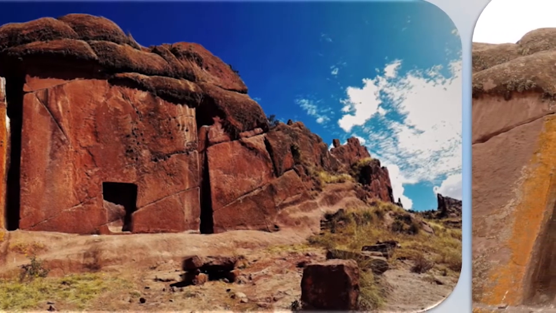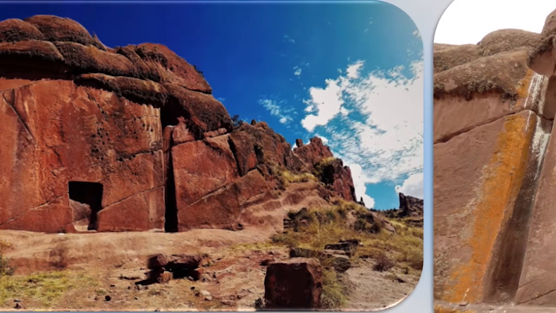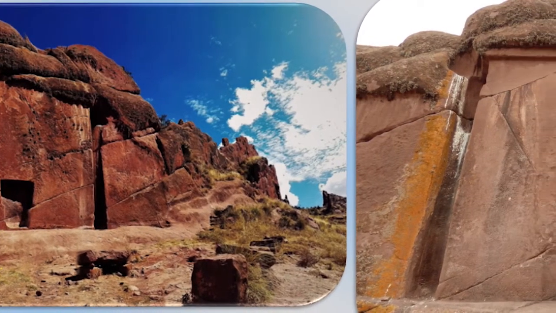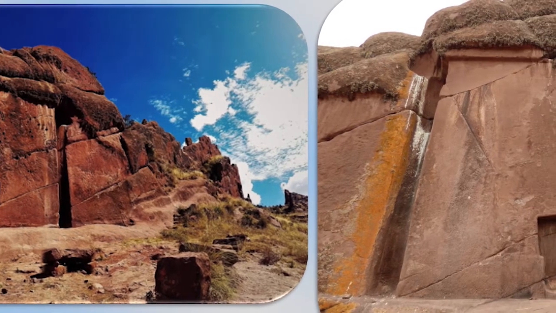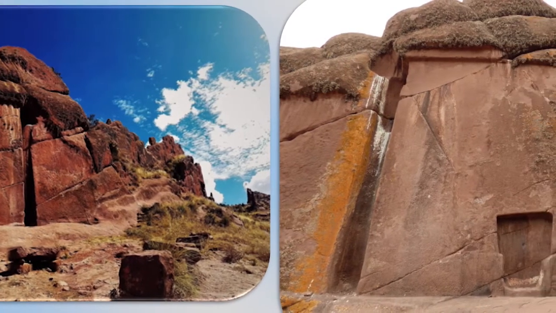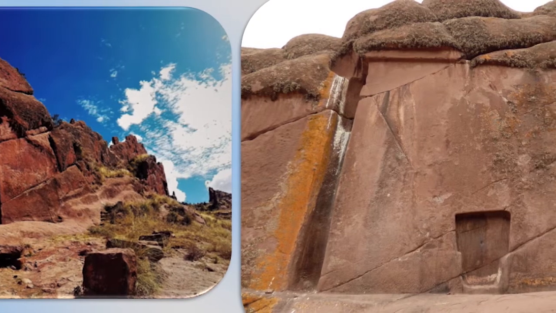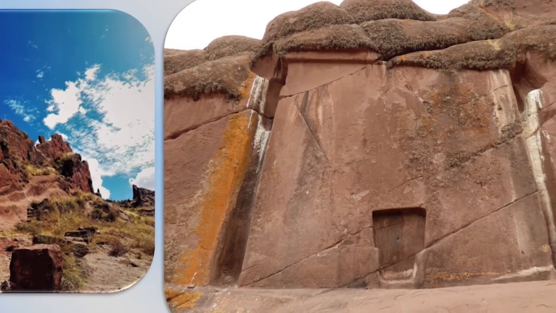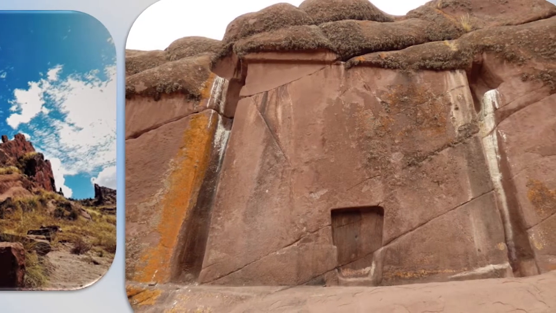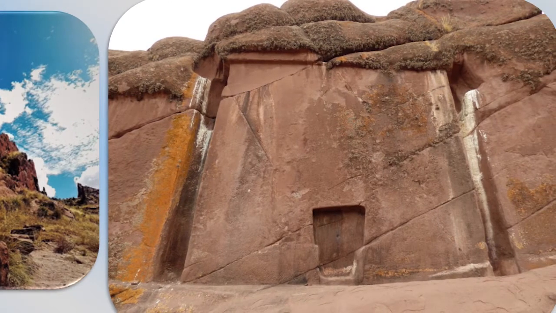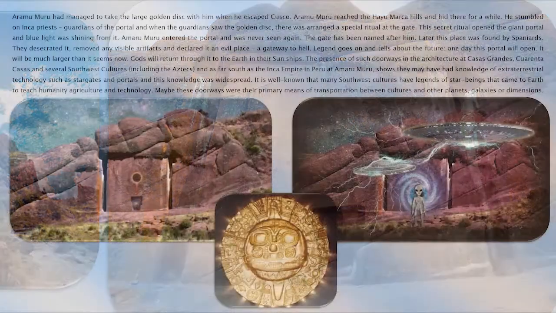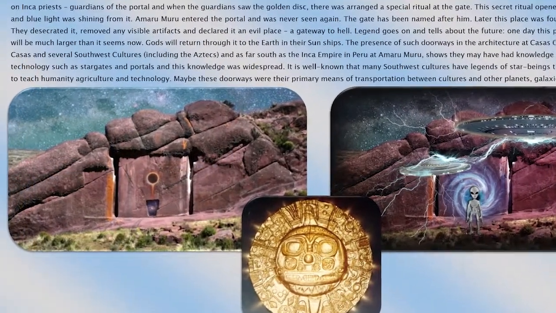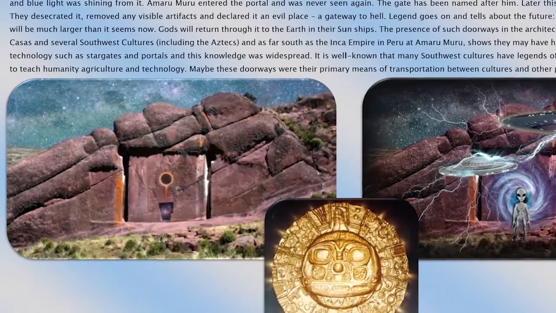In the most important Inca temple, Coricancha, location of the present Church of Santo Domingo, were located especially valuable relics, the golden discs. According to the legend, these discs were given by the gods to the Inca. These discs were claimed to have powerful healing abilities. Two of these discs were seized by Spaniards, but the third one, the largest, disappeared without a trace. Aramumuru had managed to take the large golden disc with him when he escaped Cusco.